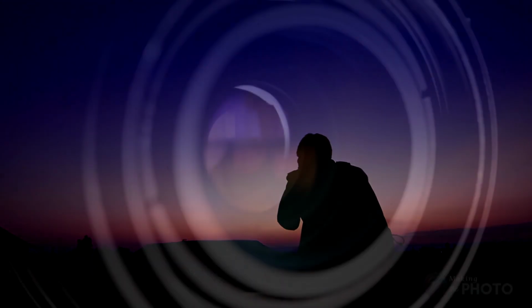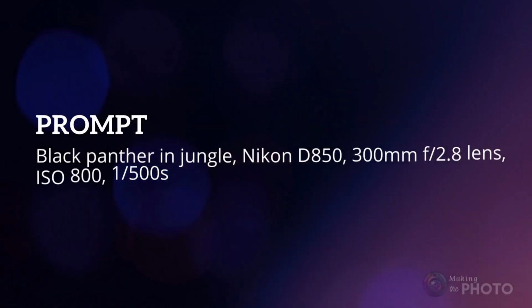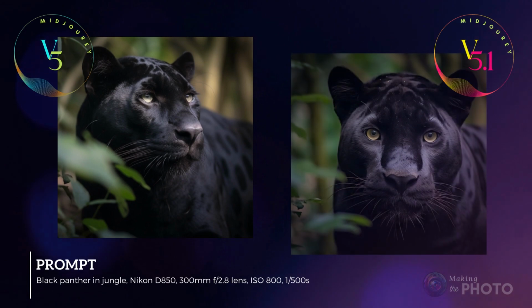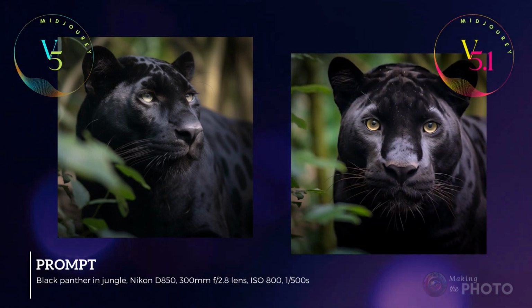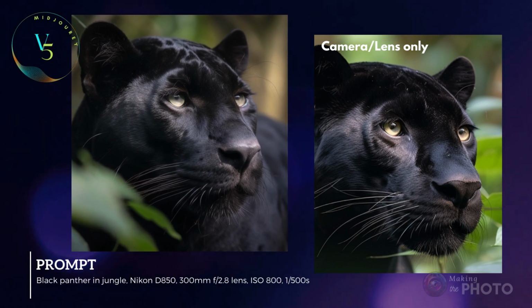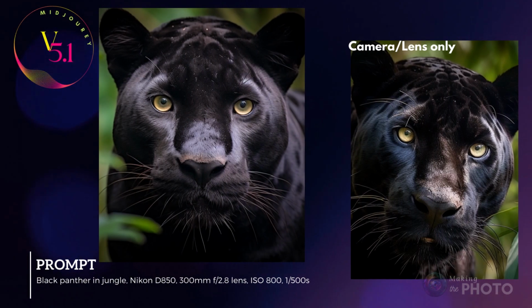Now, an AI image generator doesn't have an aperture that opens and closes, so by adding the settings, you're asking the AI to simulate a camera. Let's see how it handles this. The version 5.1 image seems to improve every time we add a camera setting. I'm not so convinced about version 5. The image may seem a little bit less sharp.